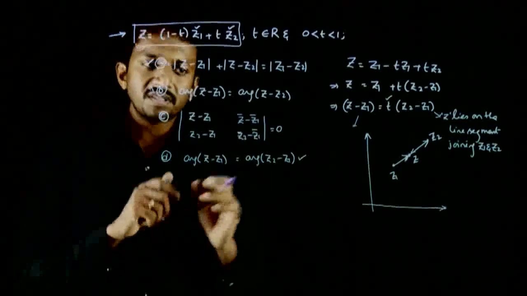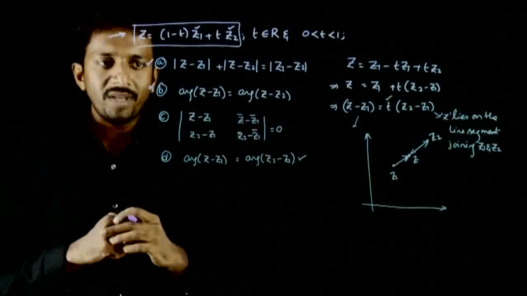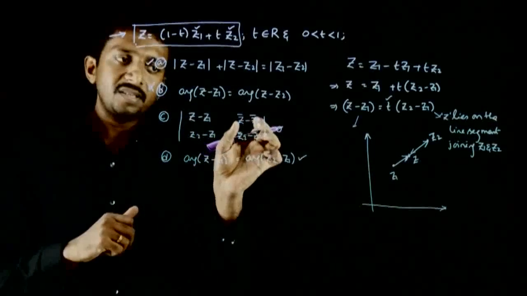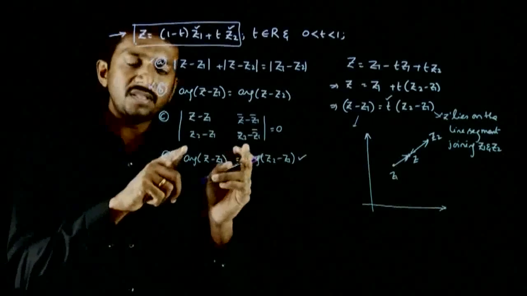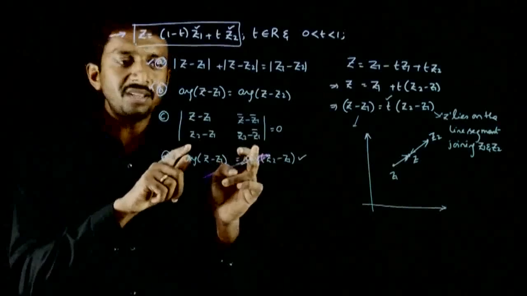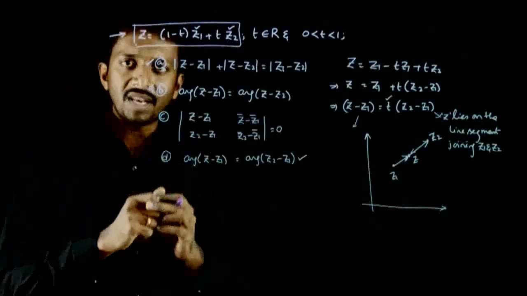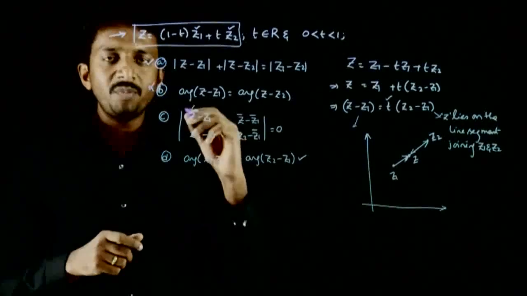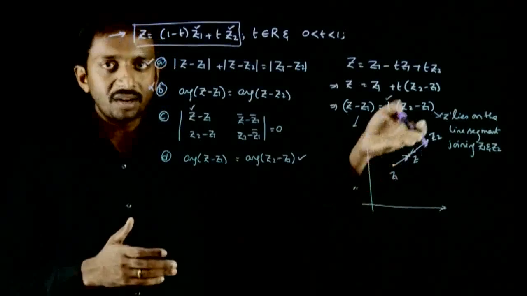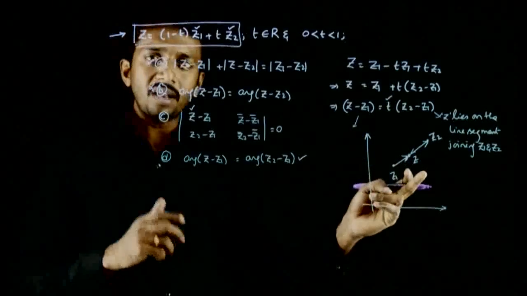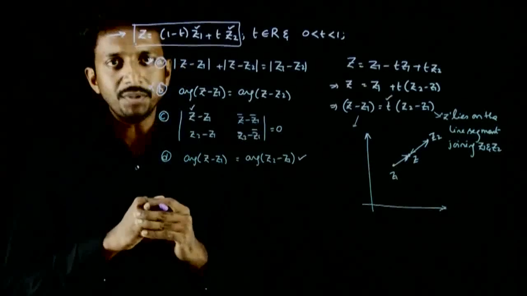So what is the meaning of this third option? The determinant with rows (z minus z1) and (z2 minus z1) bar, and (z minus z1) bar and (z2 minus z1), is equal to 0. This is nothing but the equation of the line joining z1 and z2, where z is any point on this line. We have seen that z lies on the line joining z1 and z2, so this option is also right.